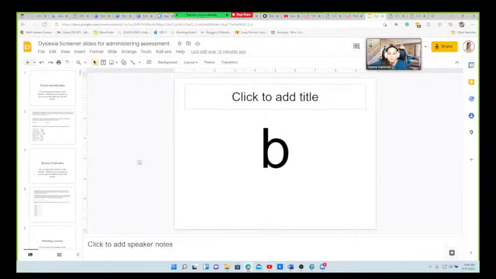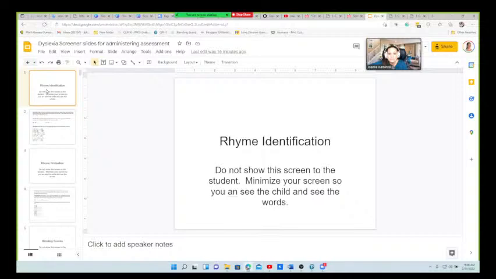And I've created a Google slide for people that you can use for administering. So on the Google slide, you'll notice here you've got the rhyme identification. This is not something where you share your screen with the student. So you just minimize your screen. Right now, I'm sharing my screen with you.